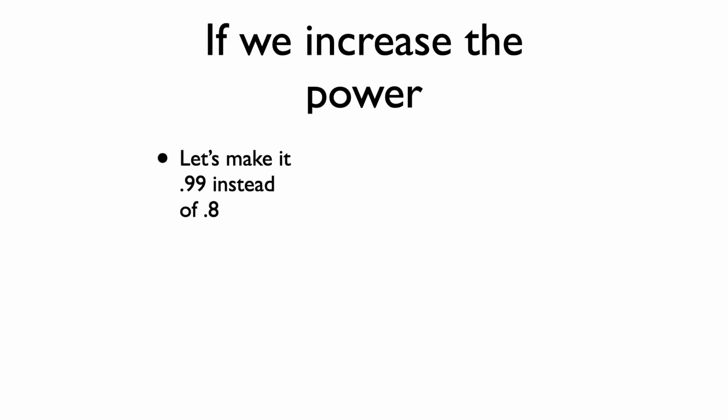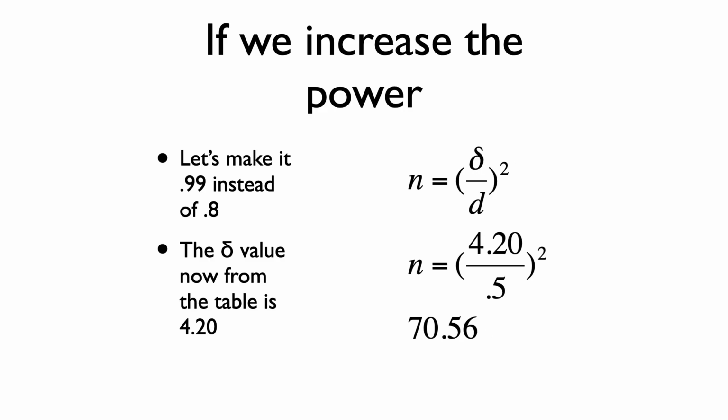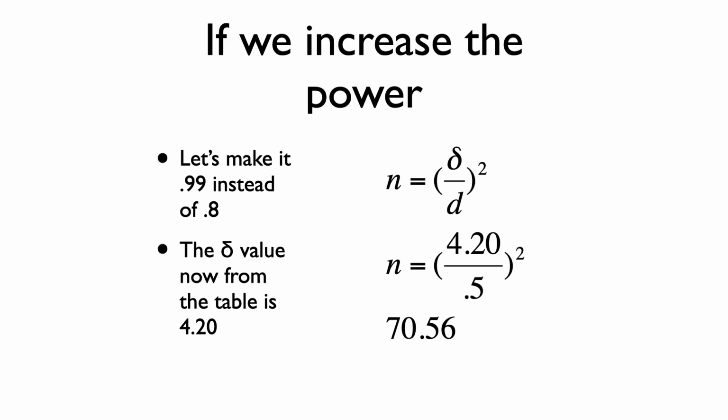So let's say we make the power 0.99. Ridiculous, but let's make it 0.99. So what I did is I went back to the table, and I just looked up for 0.99 what the value for delta would be. It's now 4.20, so it's 4.2 now. Now when you do the calculations, which I did years ago, you need 71 people.